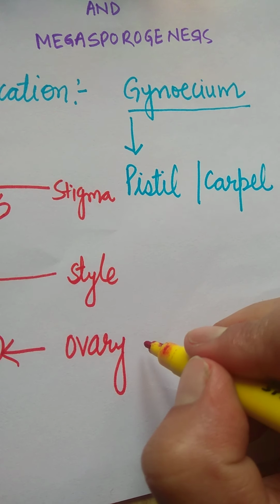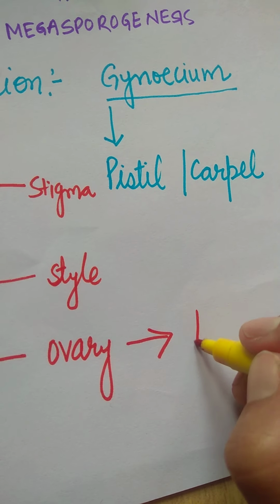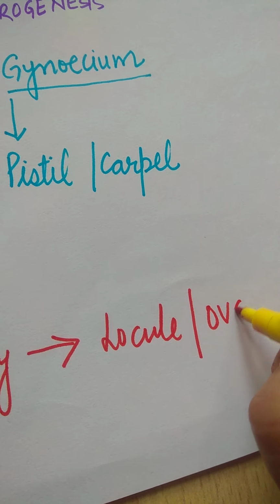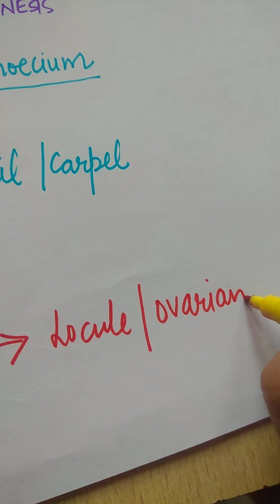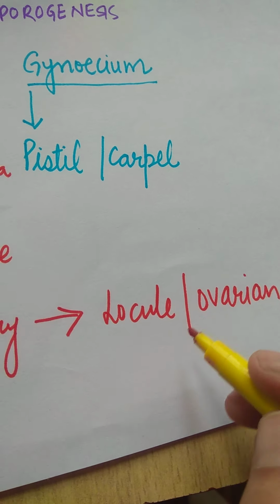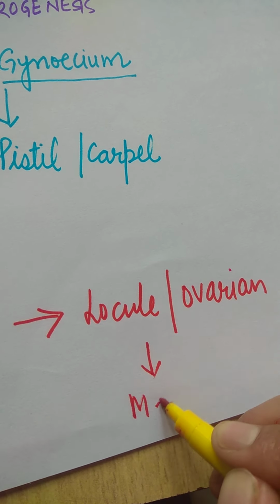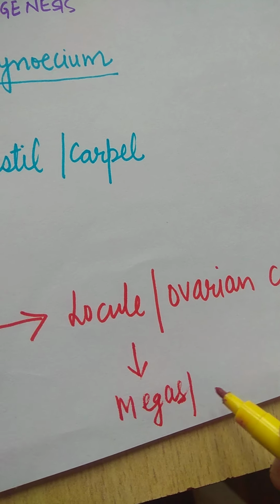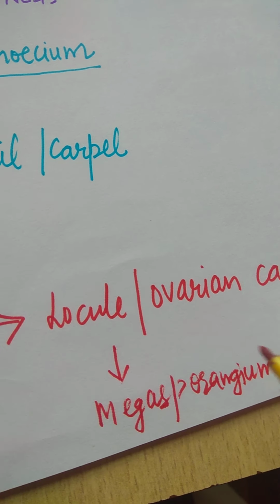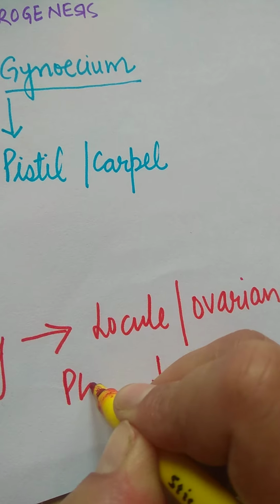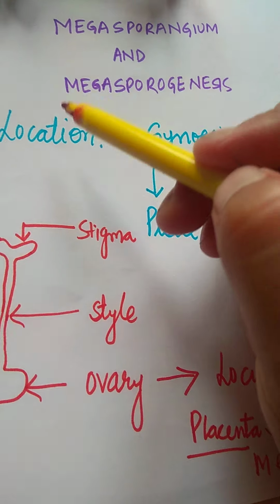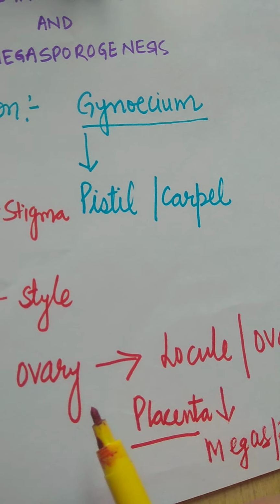So inside the ovary we have the ovarian cavity, which is also known as locule. Inside this ovarian cavity, our megasporangium, or you can say ovule, is located. This megasporangium is attached to the ovary with the help of a structure known as placenta. So location is clear. It is present inside the ovary.